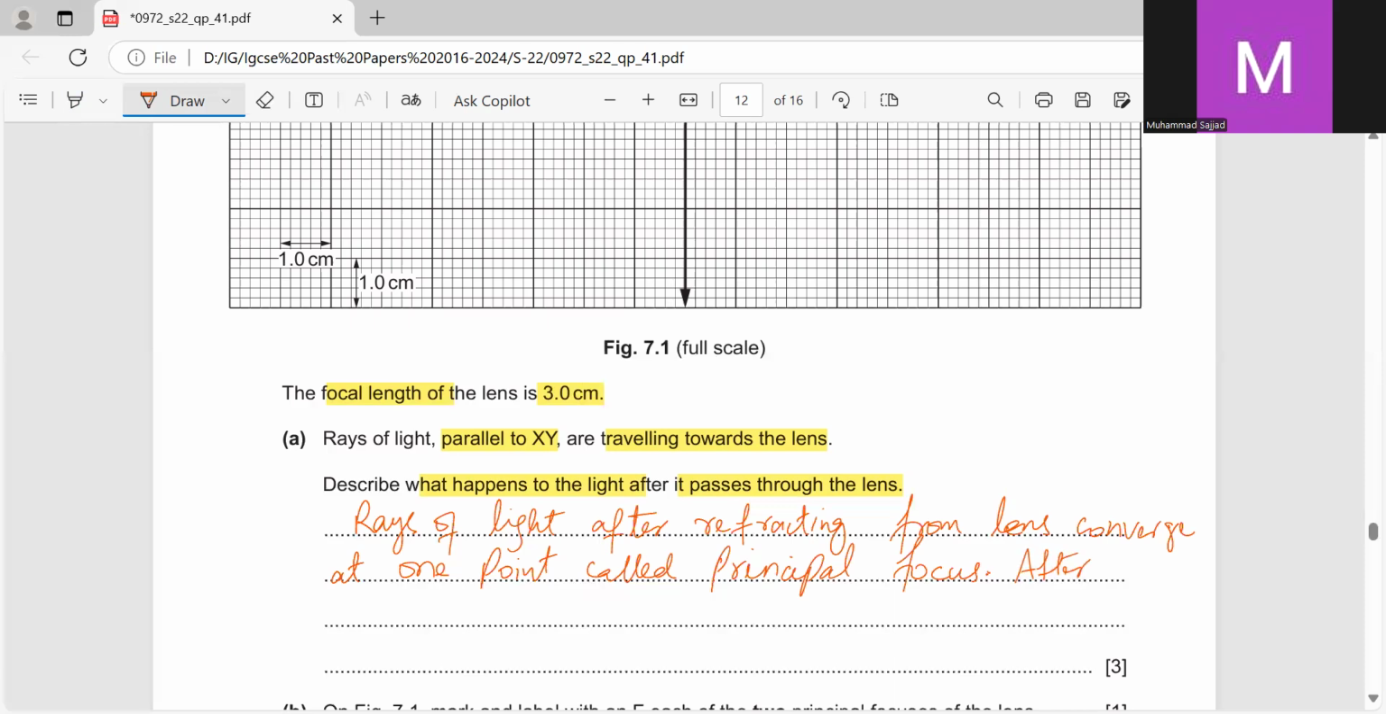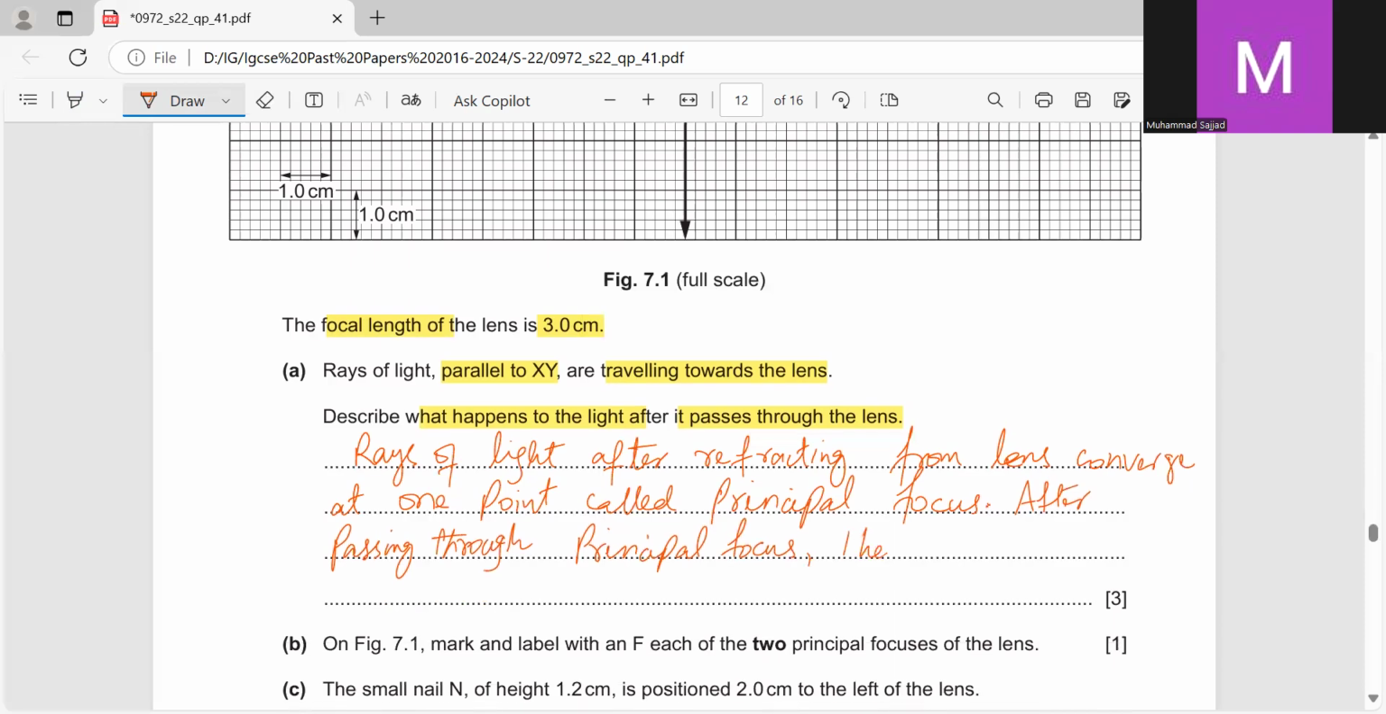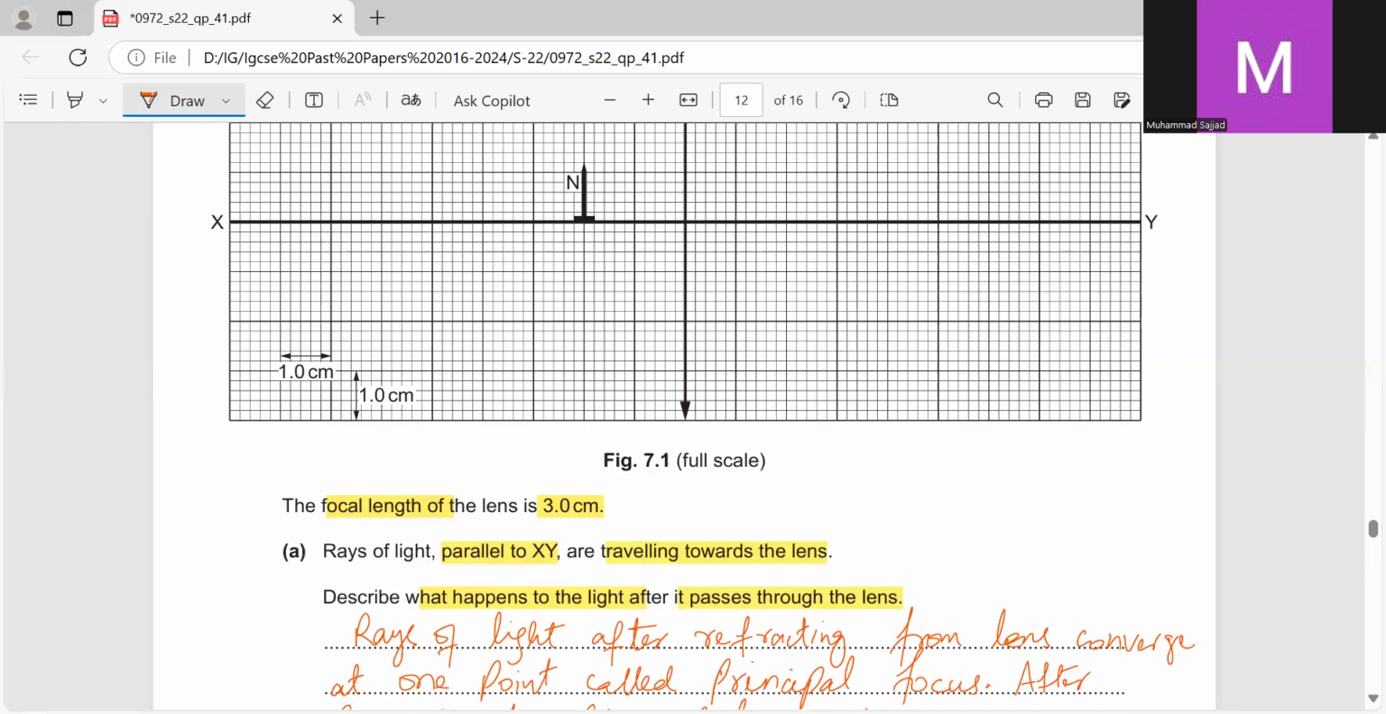And after passing through the principal focus, these rays diverge. Now, this point will be difficult for a student to write or understand. I will explain it. Just a minute. Rays are diverged. So what is this whole story which I have written?